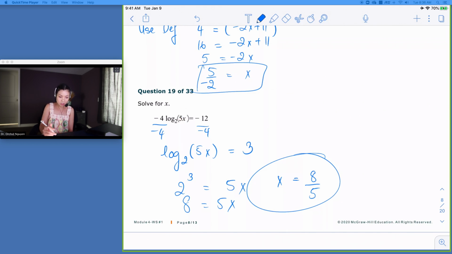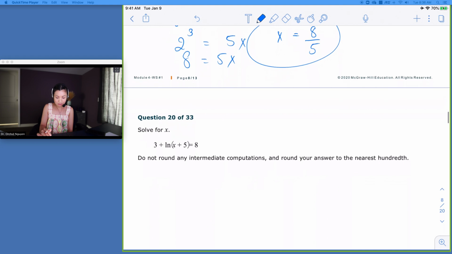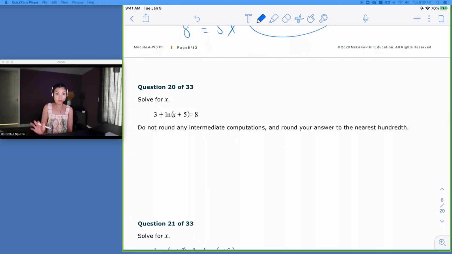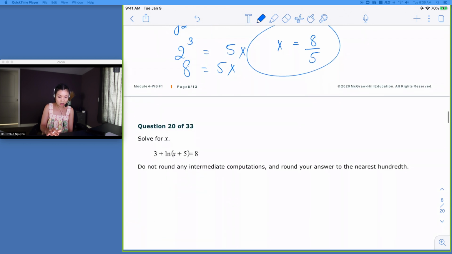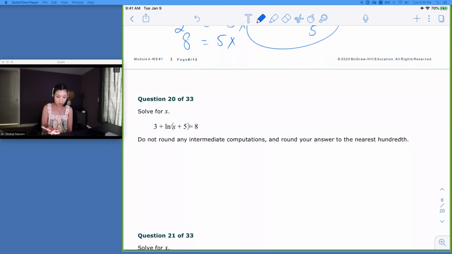All right, moving on. Number 19, you see that we have to isolate the log. So for number 19, we divide to get rid of negative 4. For number 20, we subtract 3 to get rid of 3. So I'm going to minus 3 here.